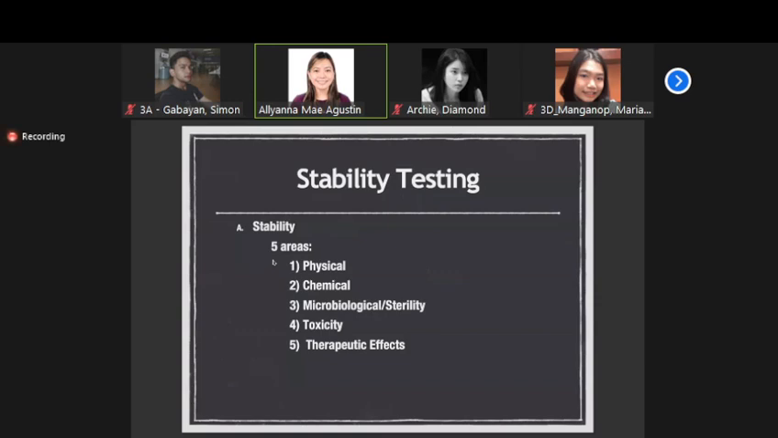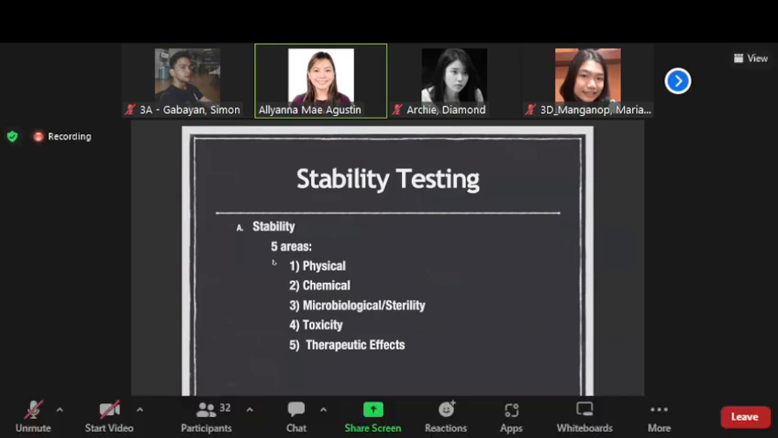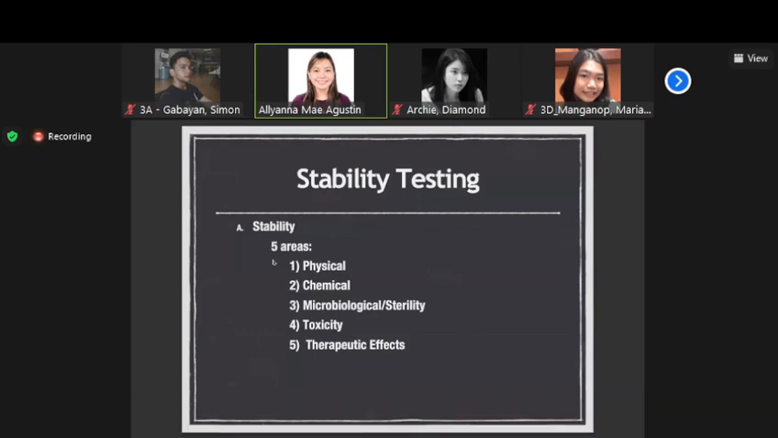And toxicity. Ito na yung sinasabi ko kanina. Kahit pa more than 90% ang concentration, kung nag-produce na siya ng toxic product, toxic metabolite, considered as no na siya. Hindi na siya pwede, expired na siya. Okay?